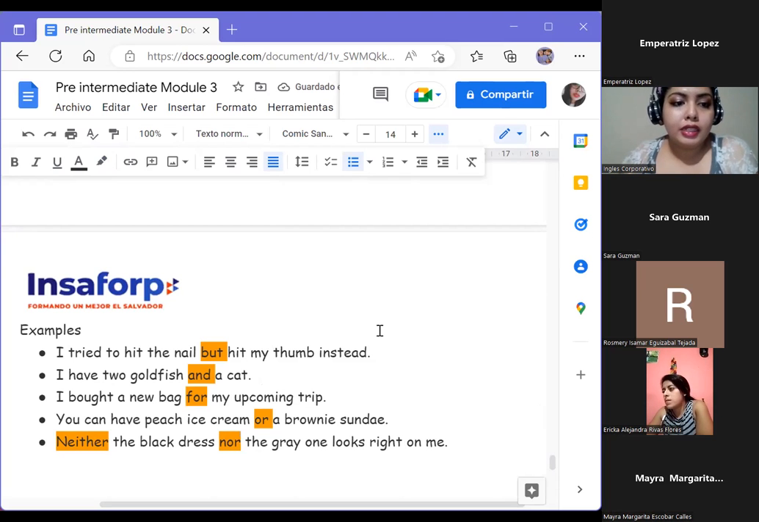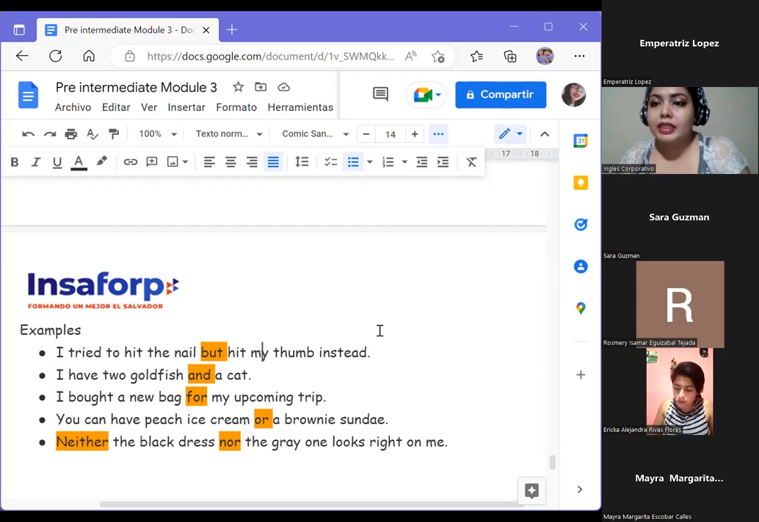So we have five examples using conjunctions, and we have number one. I tried to hit the nail, but hit my thumb instead. In that case, we can say, traté de golpear la uña, pero golpeé mi pulgar en su lugar. Then, number two, I have two goldfish and a cat. Tengo dos peces, son los peces dorados, y un gato. I bought a new bag for my upcoming trip. Compré una nueva cartera para mi próximo viaje.